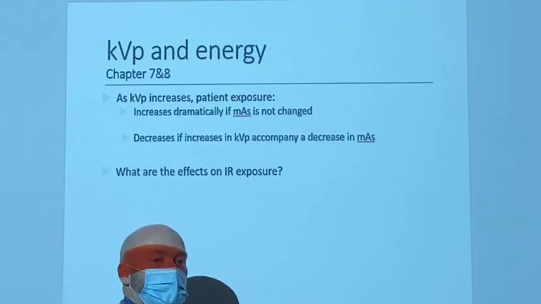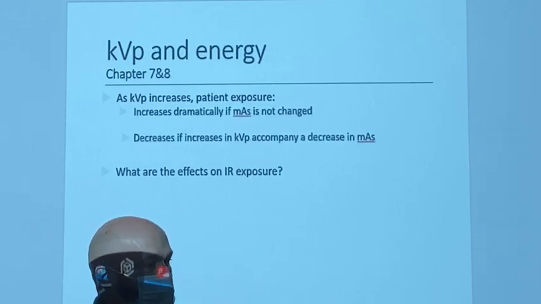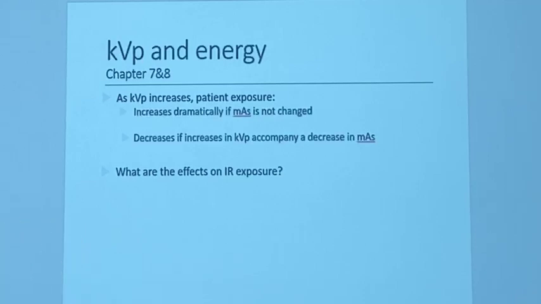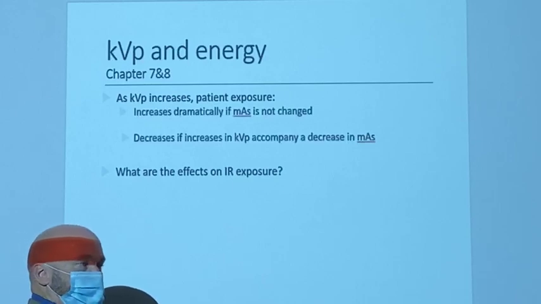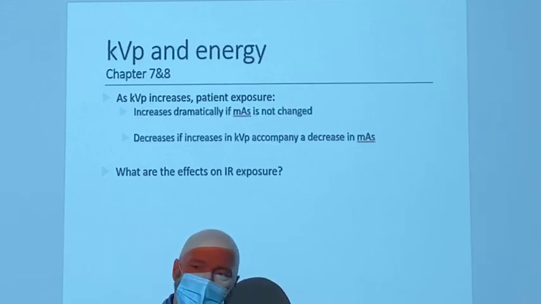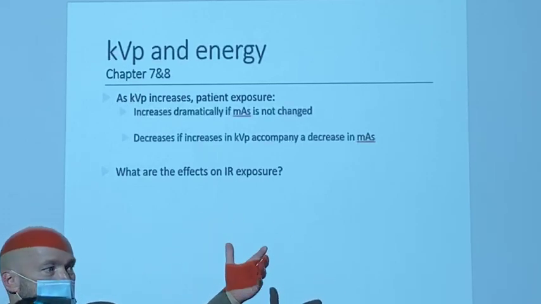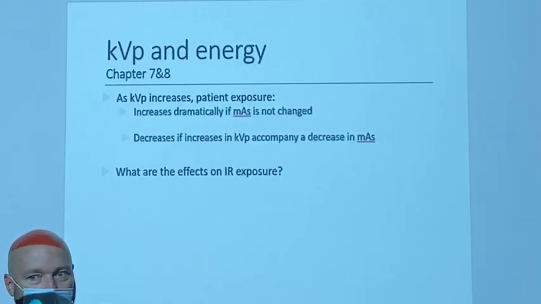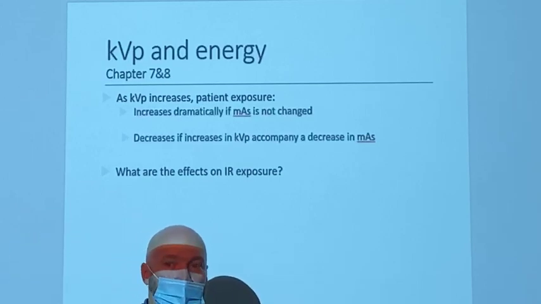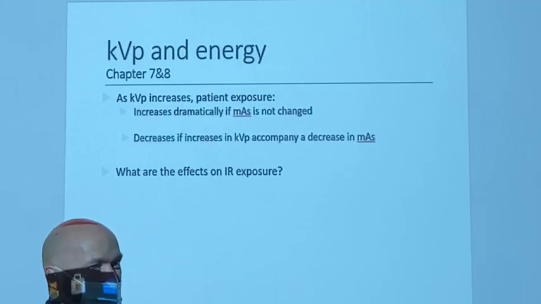But if it's asking you, if your KVP increases about 15%, your mass is reduced by a factor of 2, what happens to your patient dose? It's going to go down, right? Is your dose going to go down by a factor of 2? Well, no, because you increased your KVP by 15%. So your dose is going to go down, but it's not going to cut your dose in half. It's going to be a better dose than a low KVP high mass dose, but it's not going to cut your dose in half for the patient, okay?